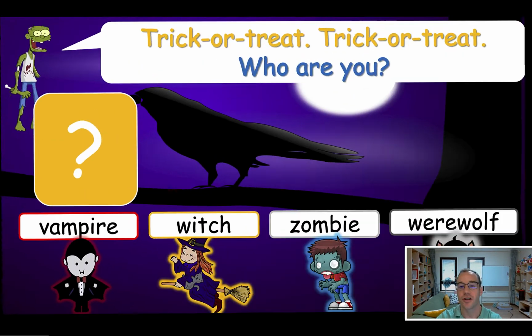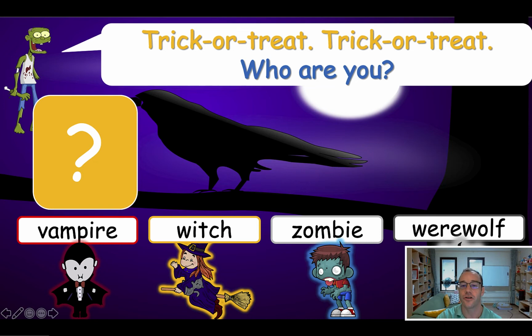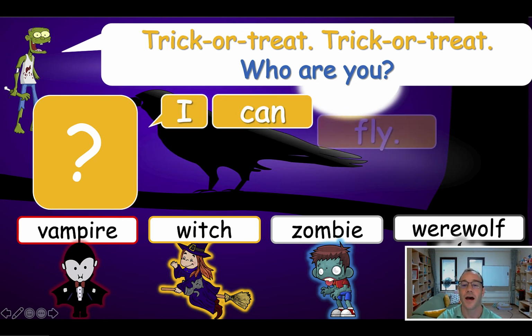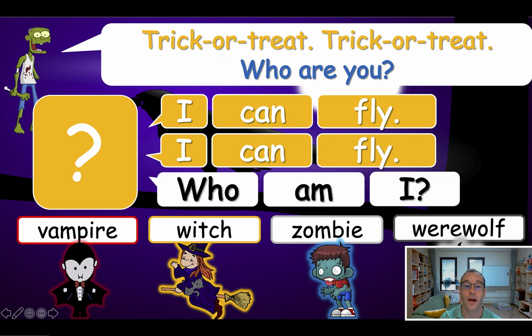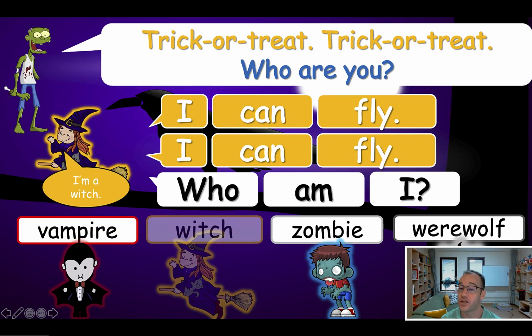Okay, trick or treat, who are you? I can fly, who am I? And another thing you can do here is you can have one student or an entire team stand up and the whole class says trick or treat, who are you? And then that whole team says, I can fly, who am I? And then call another student or another team to say the answer, right? I'm a witch.